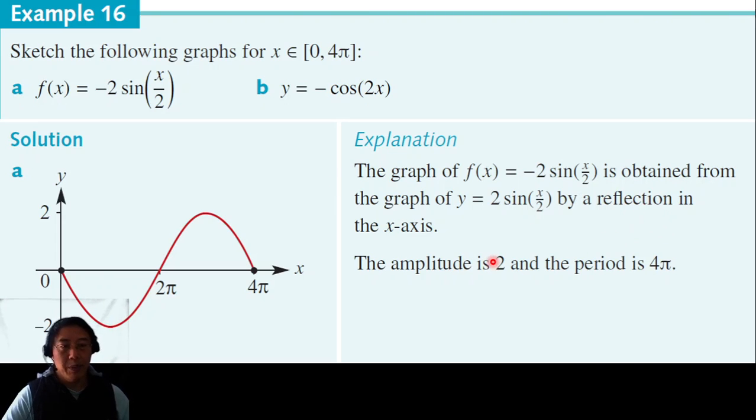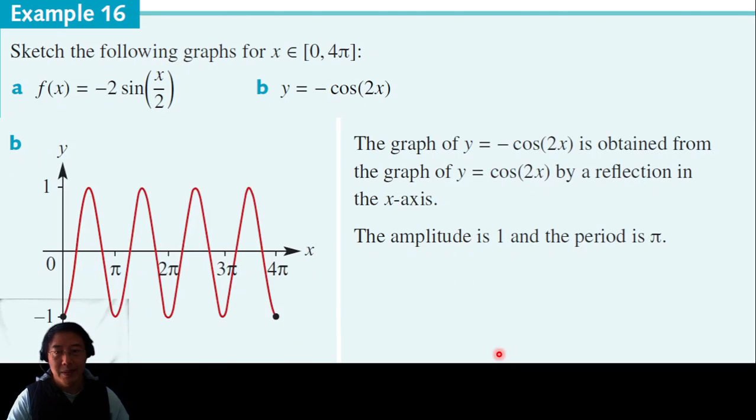Okay, so the amplitude is 2, the period is 4 pi, so you can do that. And what we do is you graph your sine, and because there's a negative, you need to do a reflection in the x-axis. So it used to be sine, it will go up and go through 0 and down. You just flip it across the x-axis like a mirror image.